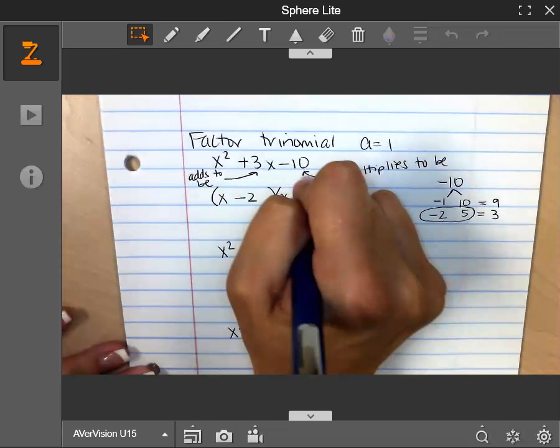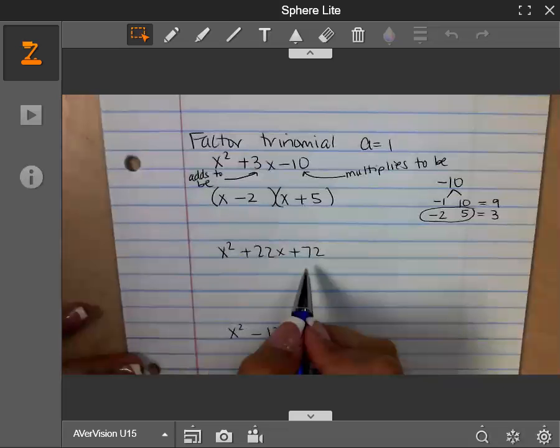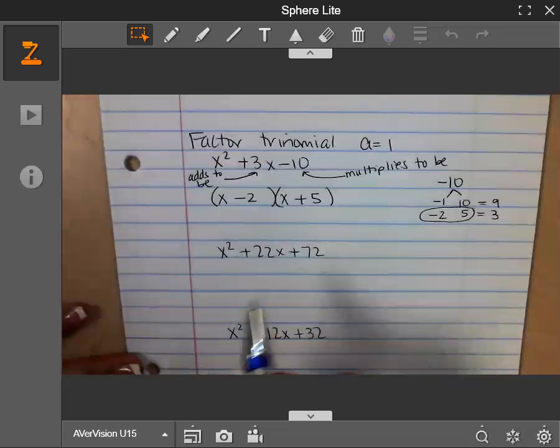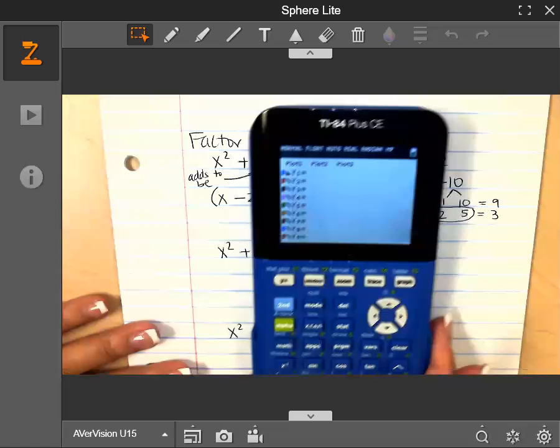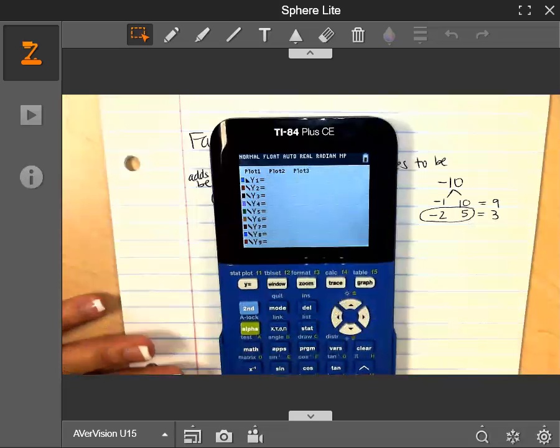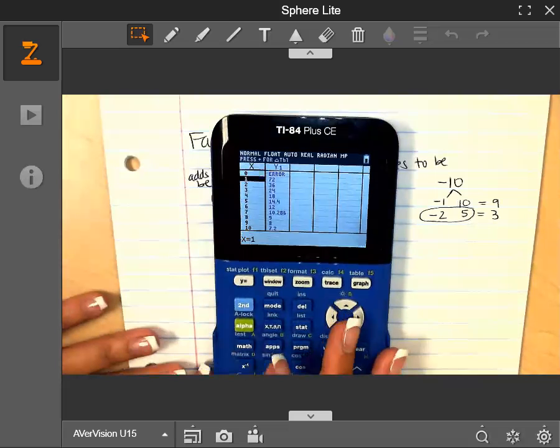So here is a second one. We've got x squared plus 22x plus 72. Now 72 has a lot of factors. So if you don't want to try that on the side here, thinking about all of them, you can use your calculator to find all of its factors. You could do 72 divided by x in your y equals, and then we go to our table. And here are all the things that multiply to be 72.